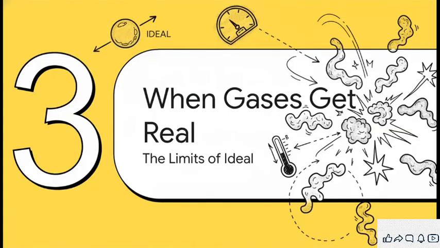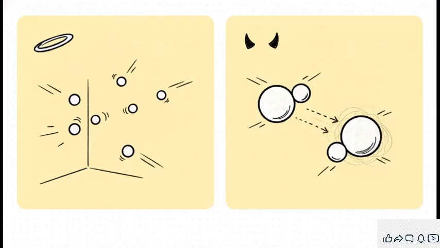But here's the catch. In the real world, things are messy. Gases aren't always so ideal. And under certain conditions, this simple, elegant model, well, it starts to fall apart. So what's the big difference between ideal and real? Well, remember those assumptions? The ideal gas model says particles have no volume and exert no forces on each other. But in reality, gas particles do take up a little bit of space, and they do have tiny forces that attract them to each other. And those two little details change everything.